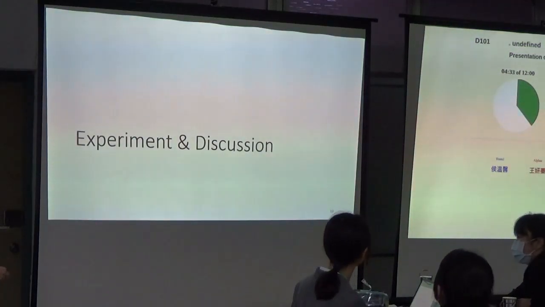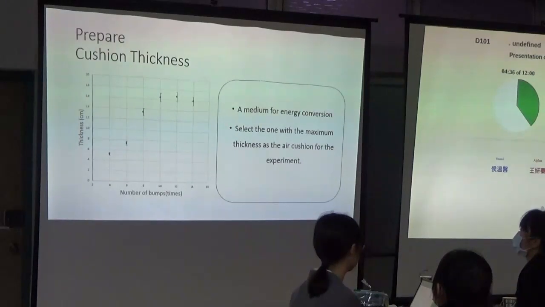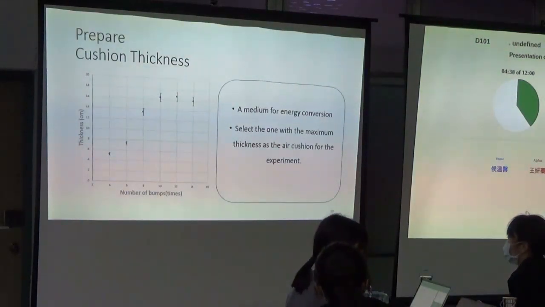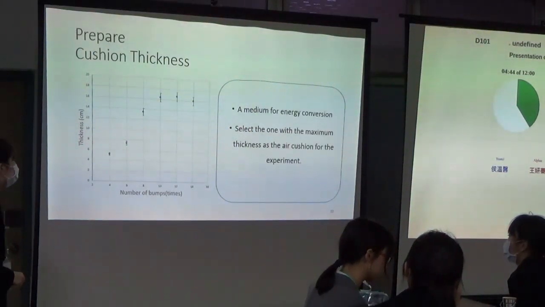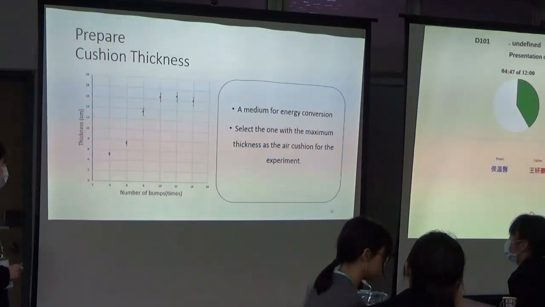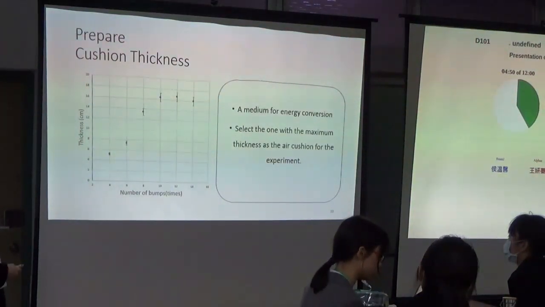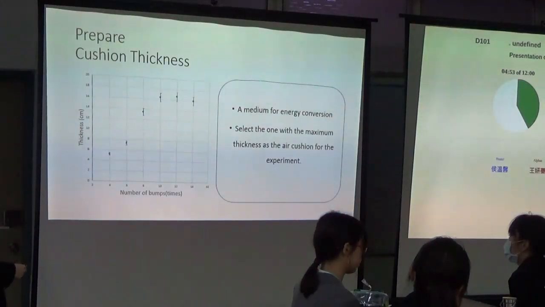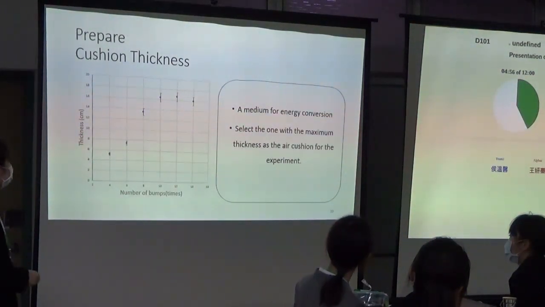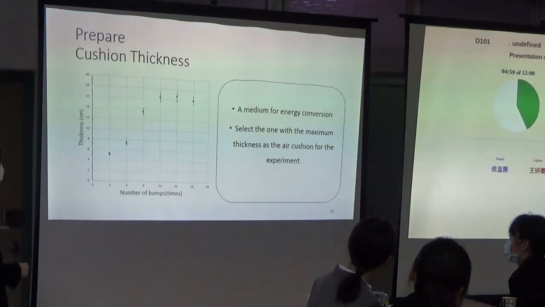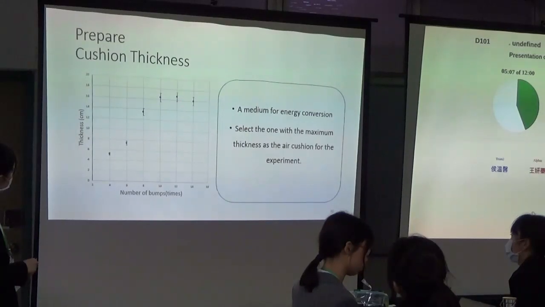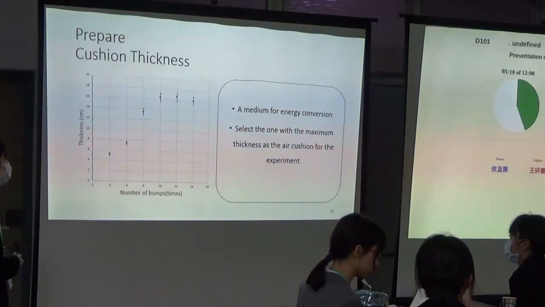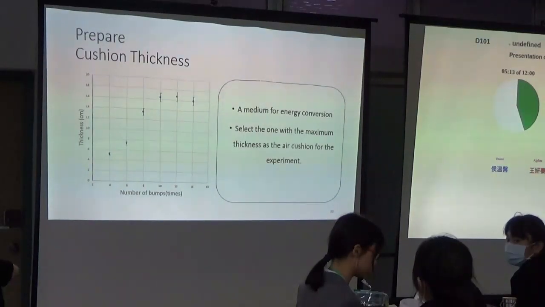Next is my experiment and discussion. In the beginning, we should prepare an ideal cushion for our experiment, because the cushion is a medium for energy conservation. So we want to find a cushion with maximum thickness, so it can transfer the energy more easily. So I apply a force to the cushion and measure its thickness. Based on my data, you can see after I inflate the cushion 12 times, it has the maximum thickness. So we select the cushion inflated 12 times for my experiment.